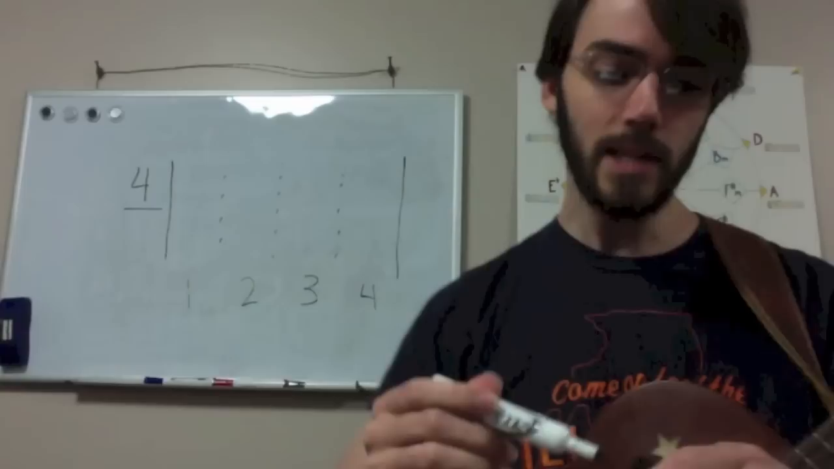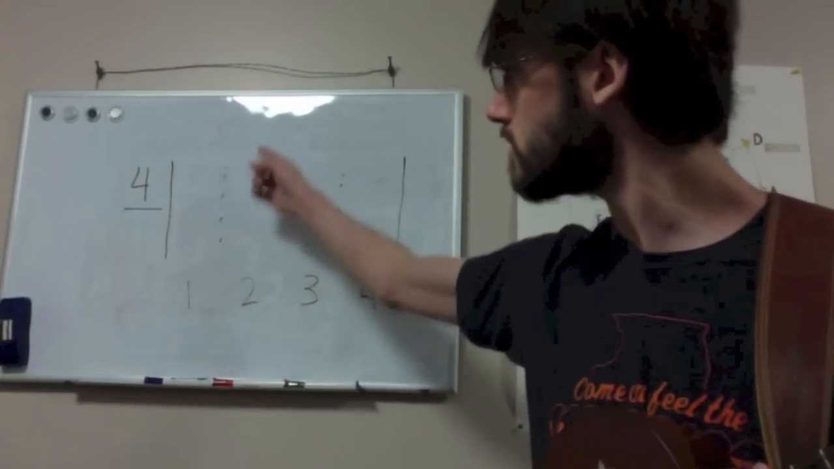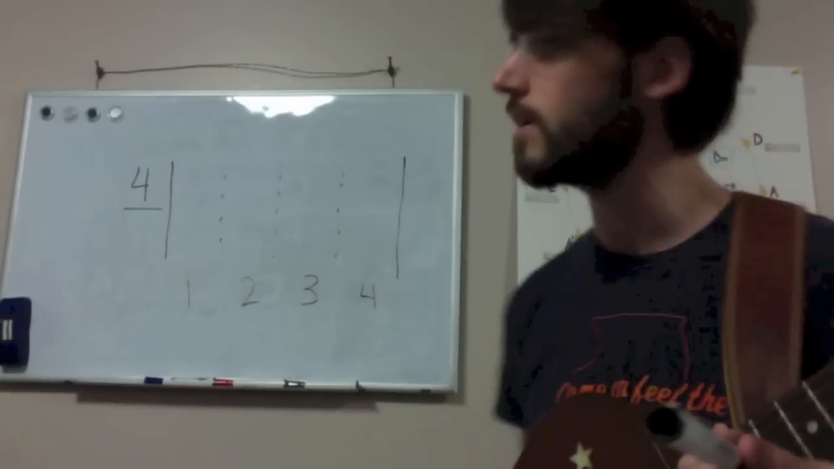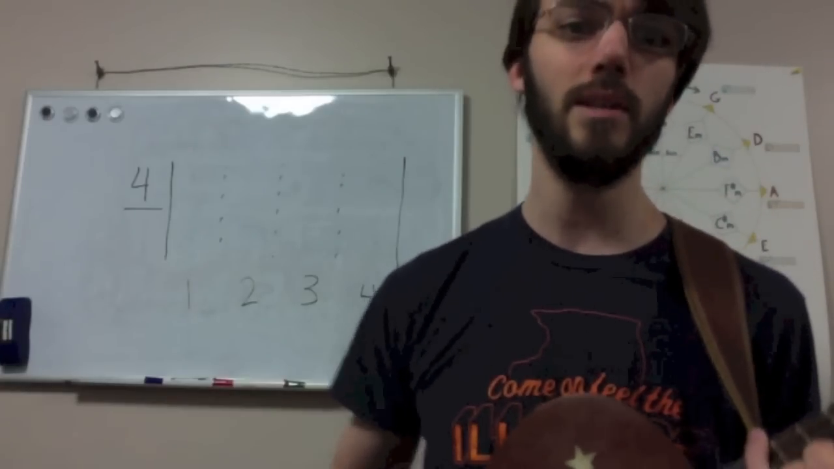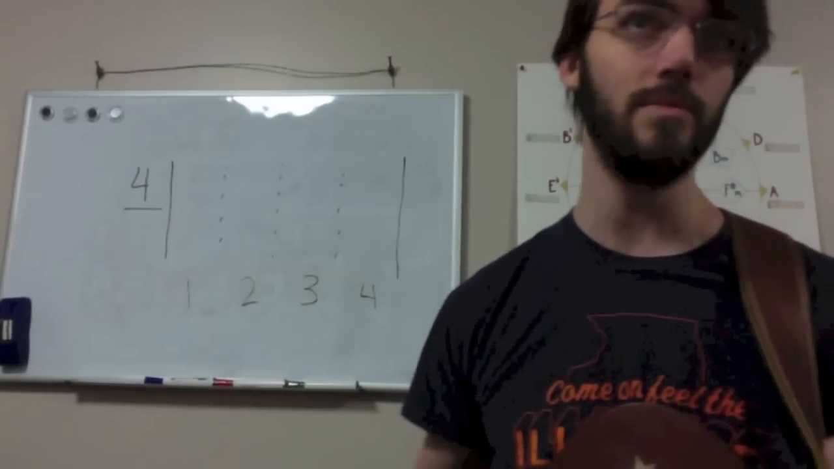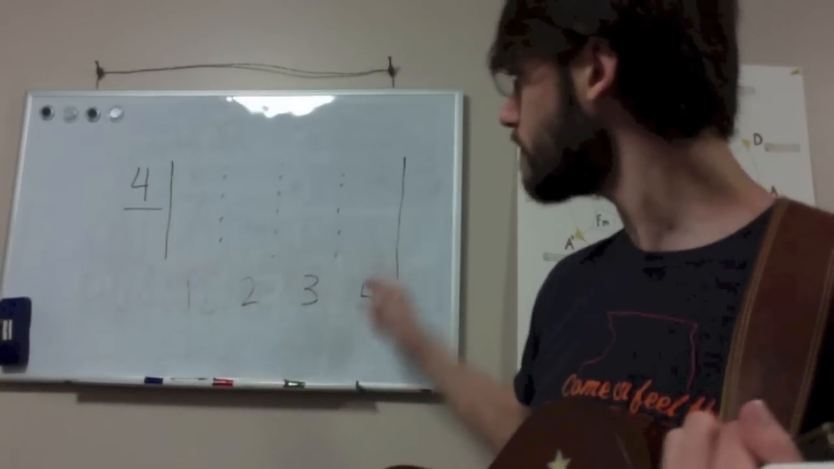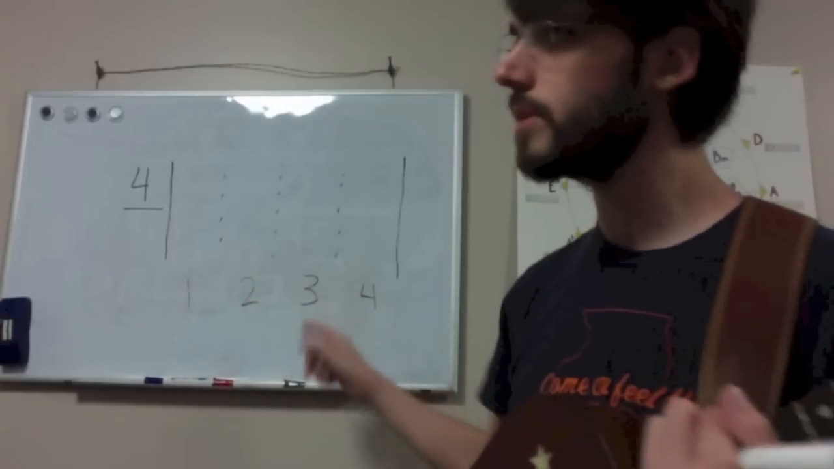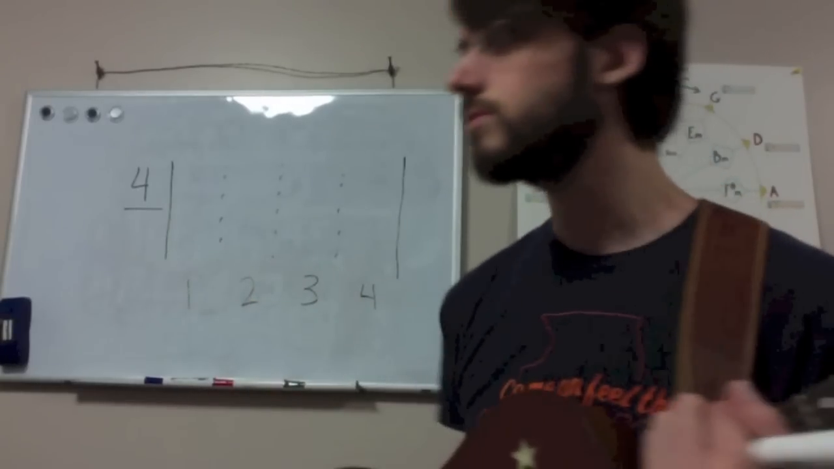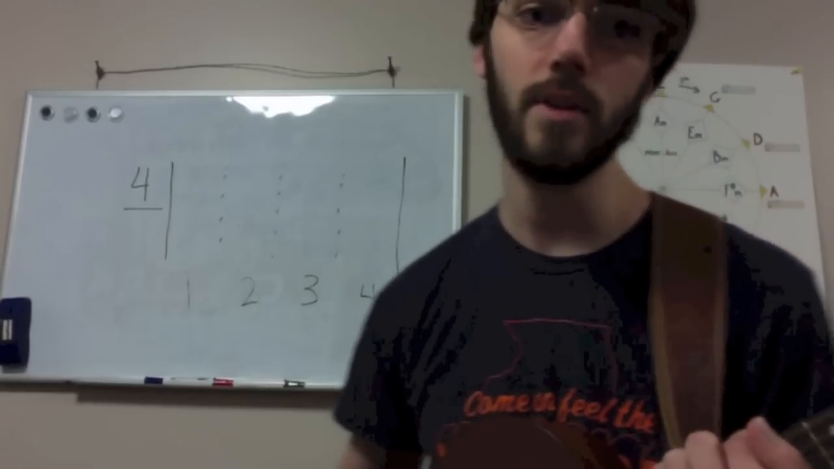And now each one of these beats has an identity. This is where beat 1 is, beat 2, beat 3, beat 4. So let's just count along with the beat and see how this connects with the measure that we created. There's our beat. And here we go. 1, 2, 3, 4. 1, 2, 3, 4. Great.